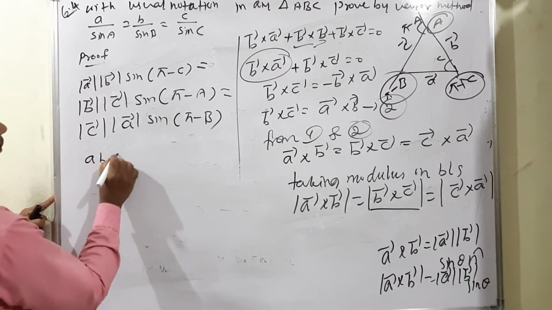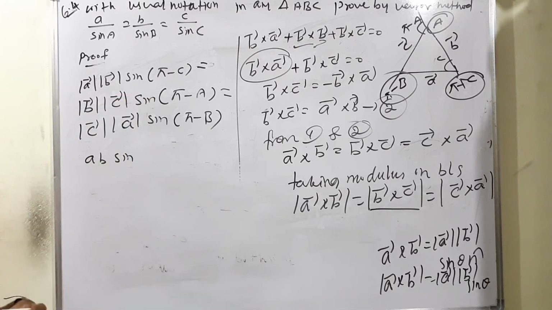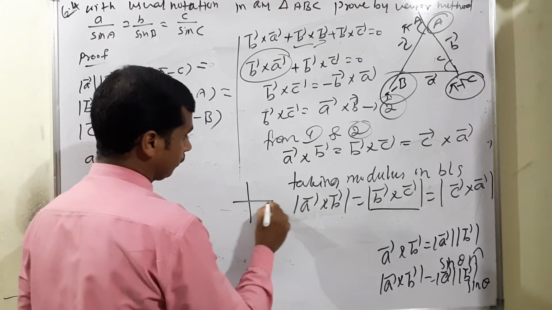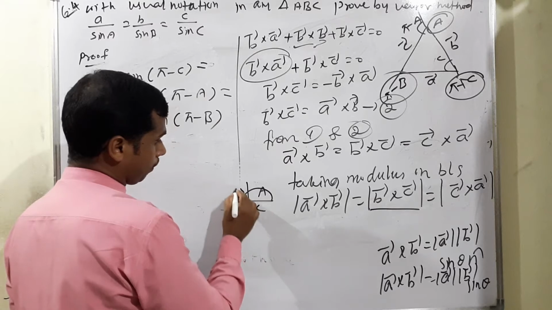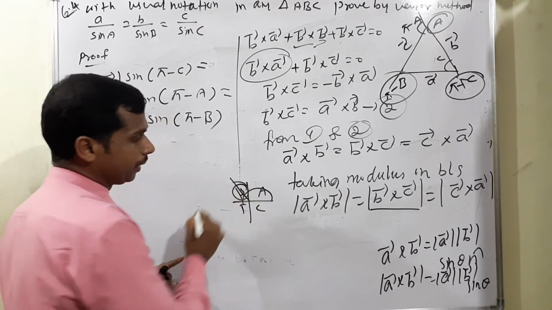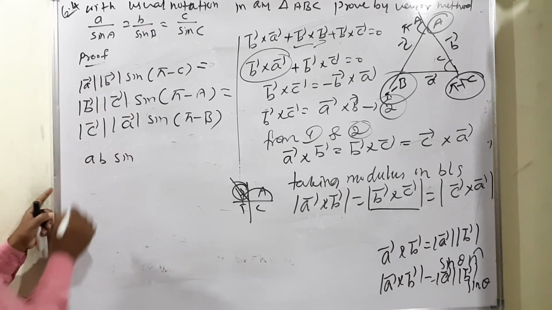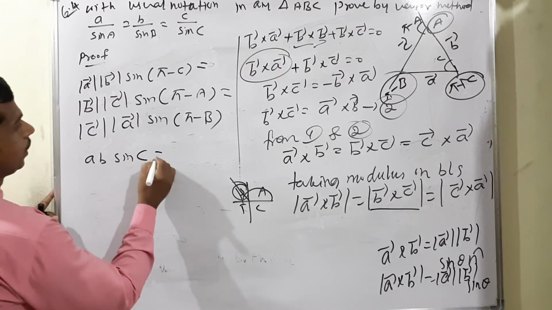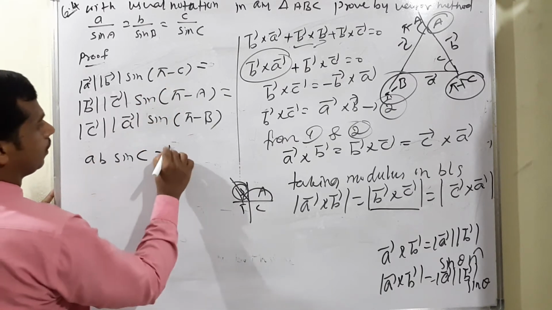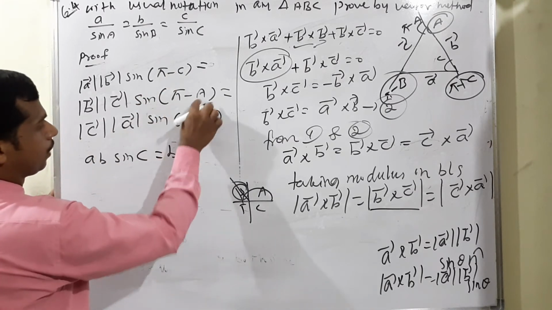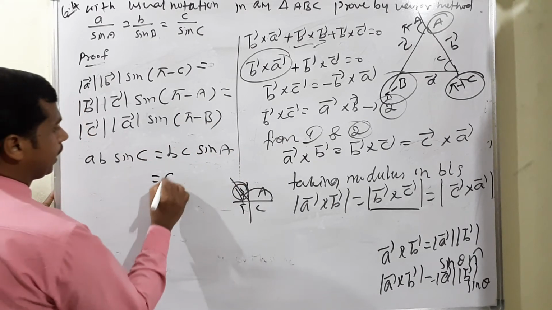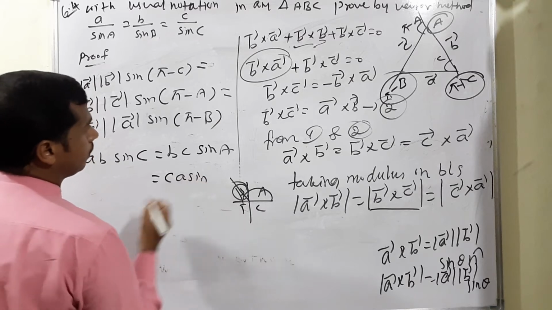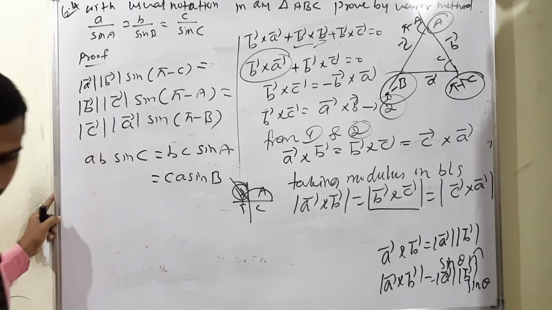Therefore, AB sin of pi minus C, we already know that for angles from 0 to pi, it is in the second quadrant, so sine is only positive. So AB sin C is equal to, next, BC sin A, which is equal to CA sin B.